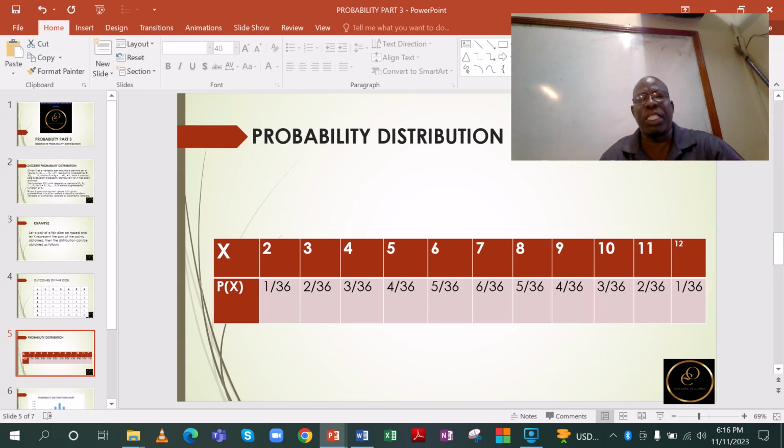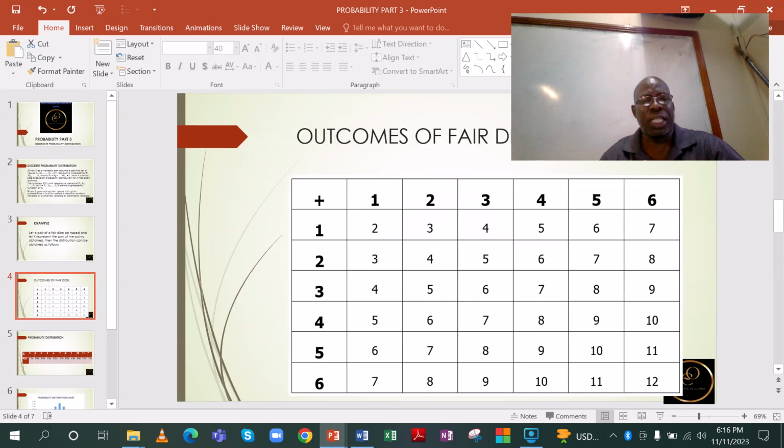What is the probability that when you toss a die, the sum will be 2? So look at this one. There's only 1 here. How many possible outcomes are there? There's 1, 2, 3, 4, 5, 6, and also 1, 2, 3, 4, 5, 6. So the total number of possible outcomes is 36. If you count all these boxes here, there are 36 outcomes.